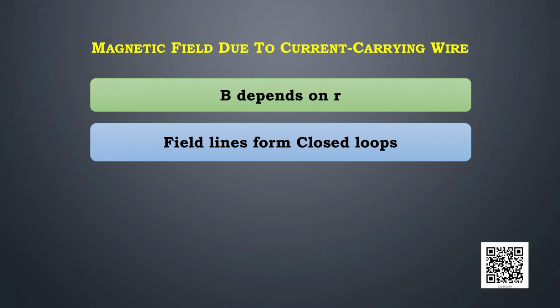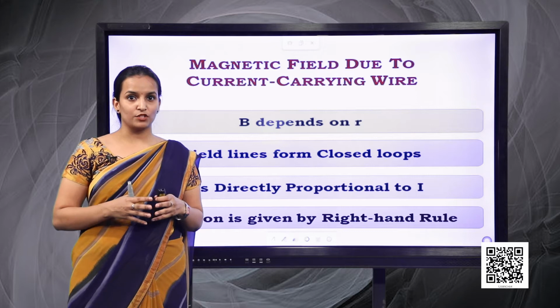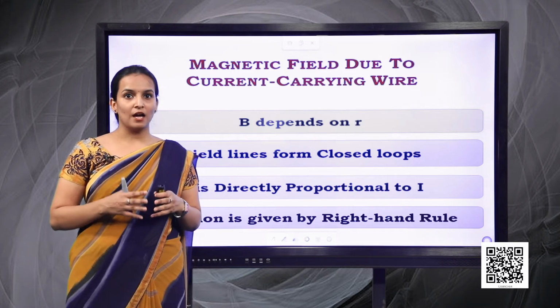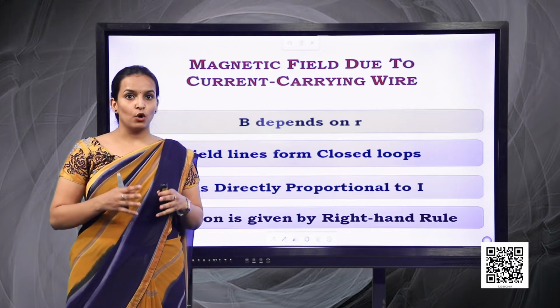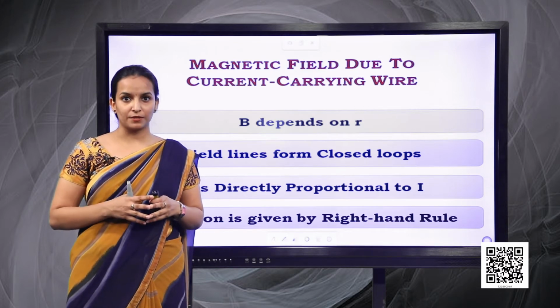Magnetic field lines form closed loops. This is unlike the electrostatic field lines, which originate from positive charges and end at negative charges. Also, it is the theoretical proof of Oersted's experiment.